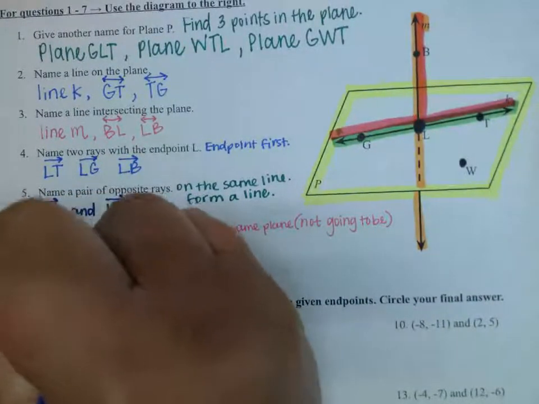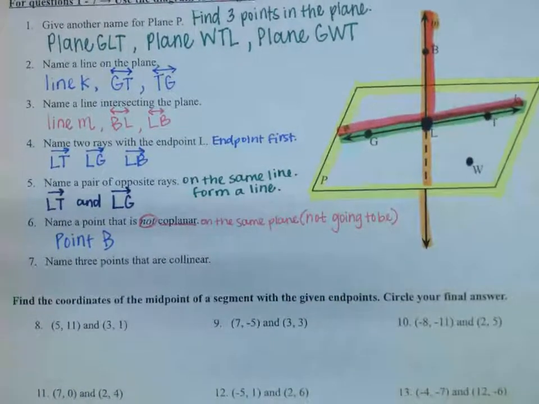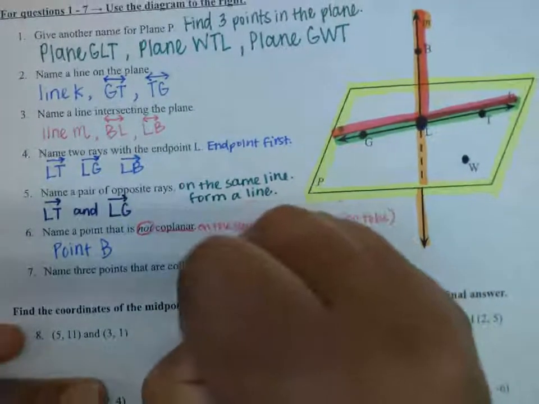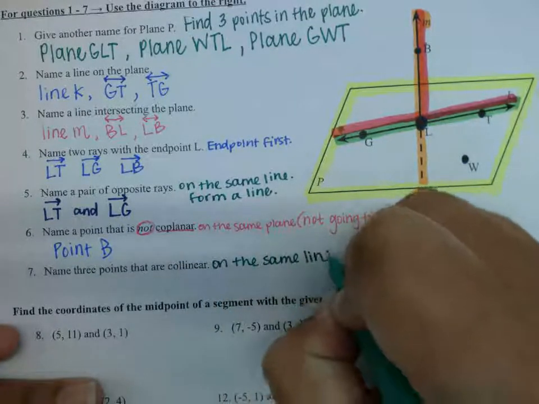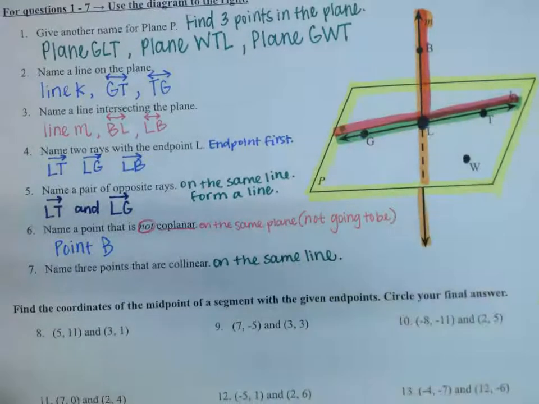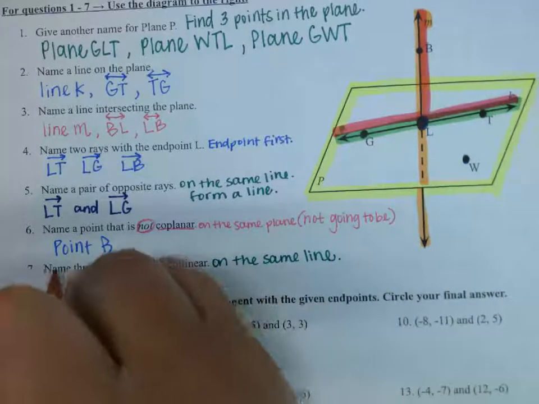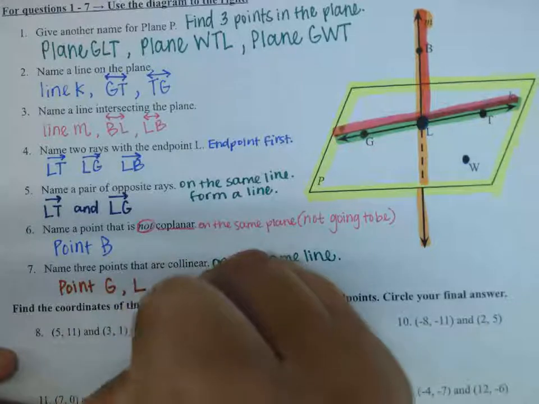Name 3 points that are collinear. Collinear means that they're on the same line. Okay, so what points are on the same line here? Well, I have point G, L, and T. That's 3 points that are on this line. So point G, L, T. All right, that is it for the first section of points, lines, and planes.